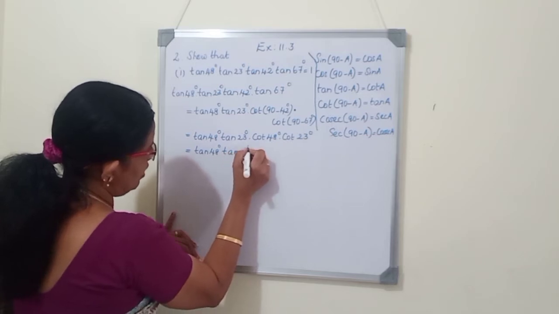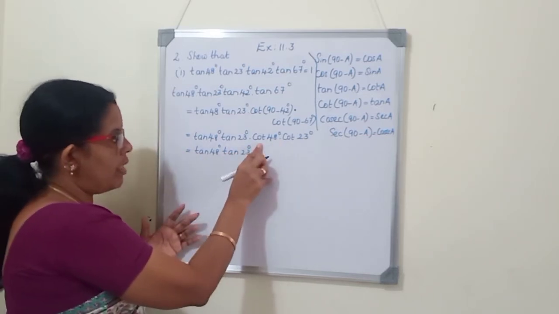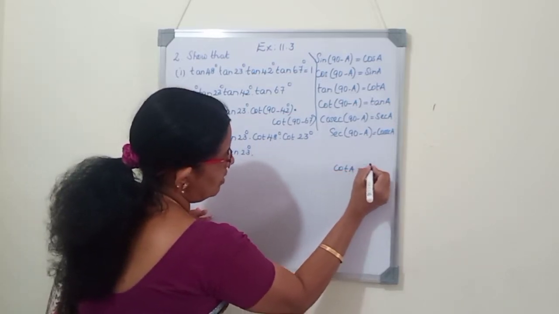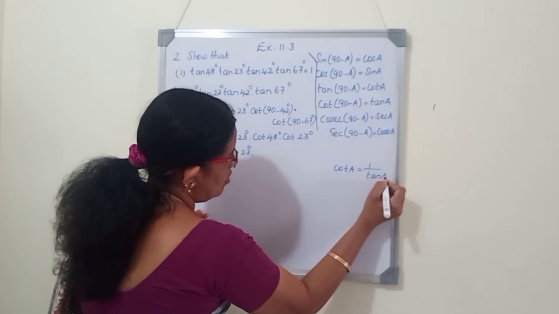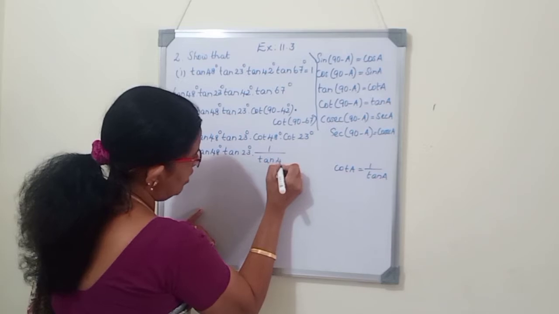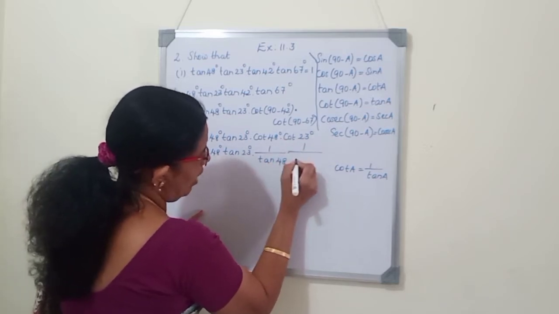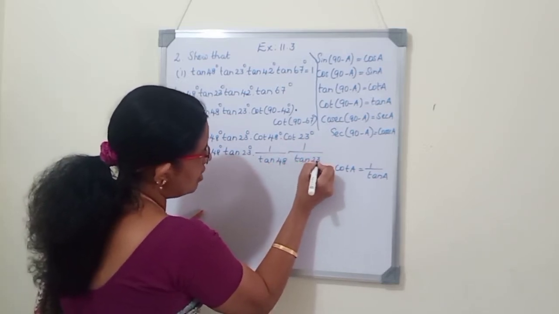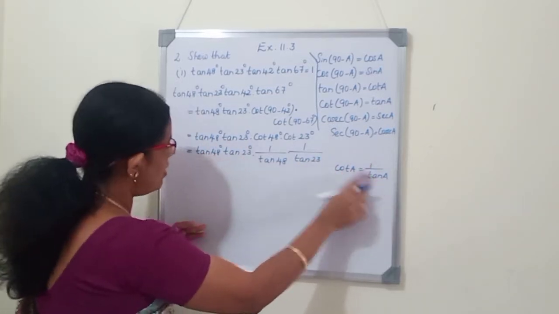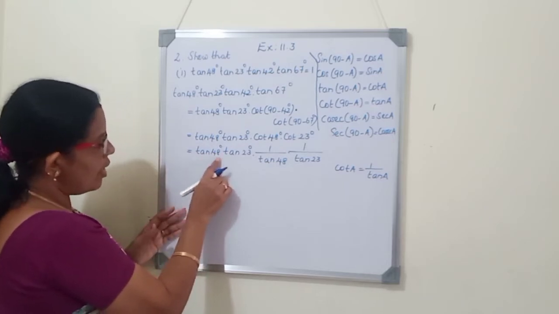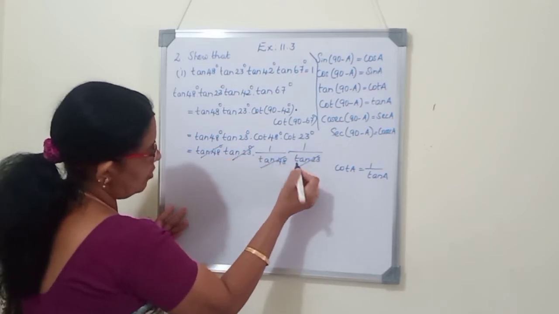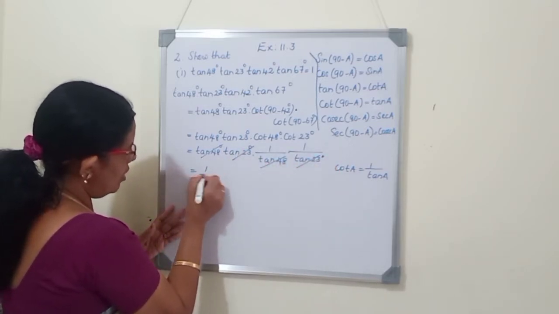Now tan 48 and tan 23 degree as it is, I write cot 48 as, what is the reciprocal of cot A? Cot A is 1 by tan A. So I will write instead of cot 48, 1 by tan 48, and cot 23 is 1 by tan 23. So in this case first two you can take reciprocal or last two. Here cot A is 1 by tan A, same way tan A you can write 1 by cot A, anything you can do. So now tan 48 cancels, tan 23 cancels, finally you will prove it is equal to 1.